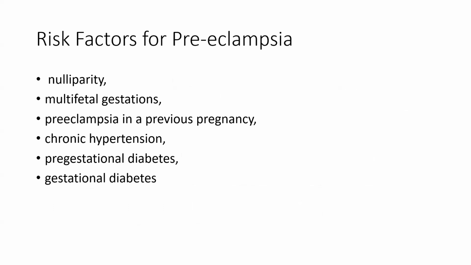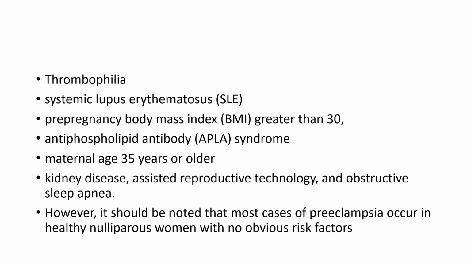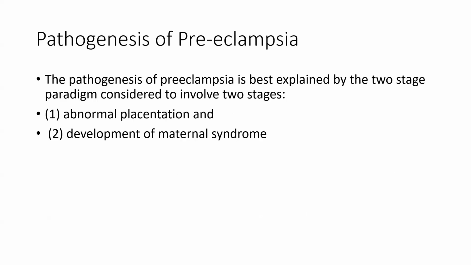Then the risk factors for preeclampsia are nulliparity, multifetal gestation, preeclampsia in previous pregnancy, chronic hypertension, pregestational diabetes, and gestational diabetes. Thrombophilia, systemic lupus erythematosus, pre-pregnancy body mass index of greater than 30, antiphospholipid antibody syndrome, maternal age 35 years or older, kidney disease, assisted reproductive technology, and obstructive sleep apnea. However, it should be noted that most cases of preeclampsia occur in healthy nulliparous females with no risk factor.